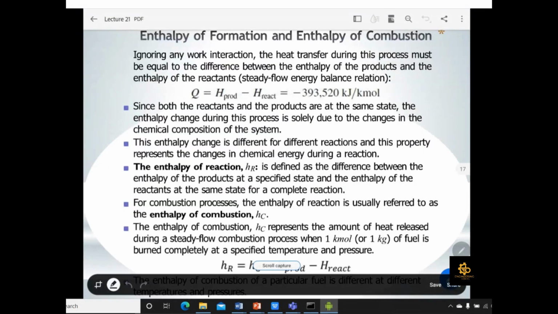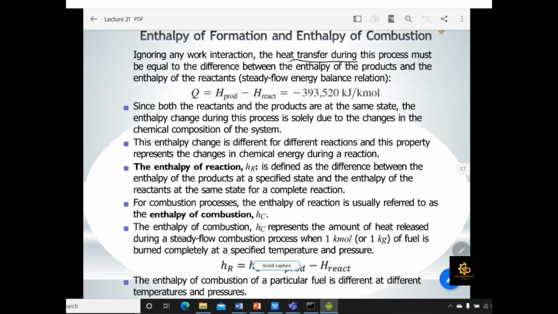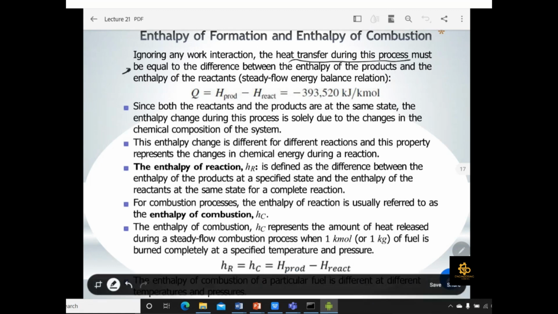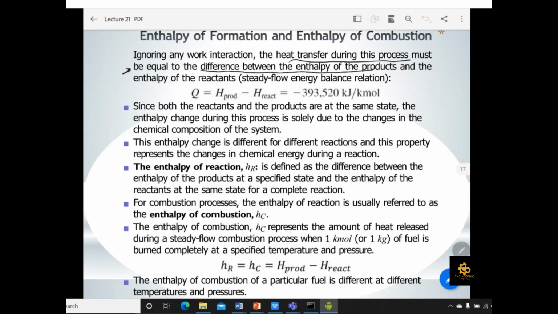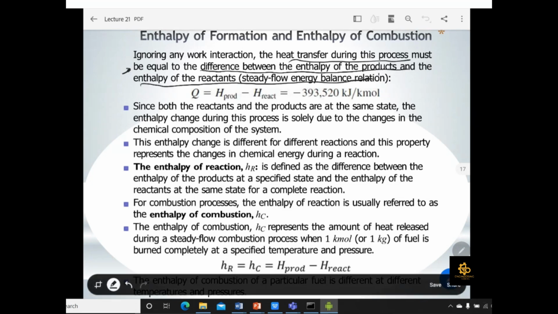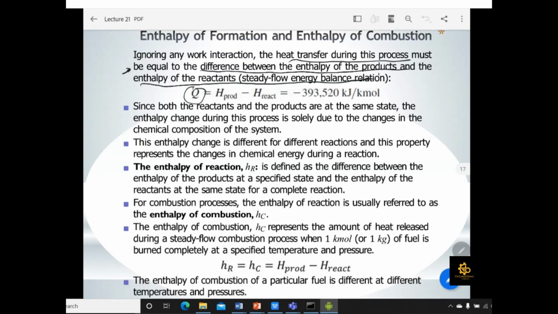Okay, so now again related to the enthalpy of formation and enthalpy of combustion. Ignoring any work interaction, the heat transfer during this process, all these terms you can easily understand when we solve the questions, so that you will get a better understanding of it, is equal to the difference between the enthalpy of product and the enthalpy of reactant. So simply you can say that the heat transfer during the process is equal to the enthalpy of product minus the enthalpy of reactant.